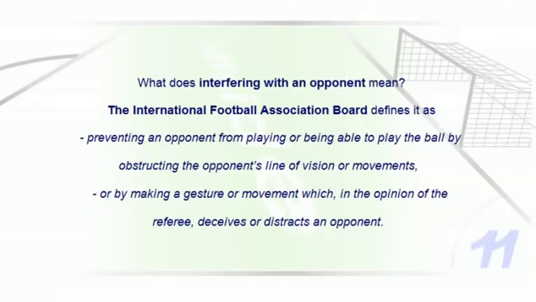What does interfering with an opponent mean? The International Football Association Board defines it as preventing an opponent from playing or being able to play the ball, by obstructing the opponent's line of vision or movements, or by making a gesture or movement which, in the opinion of the referee, deceives or distracts an opponent.